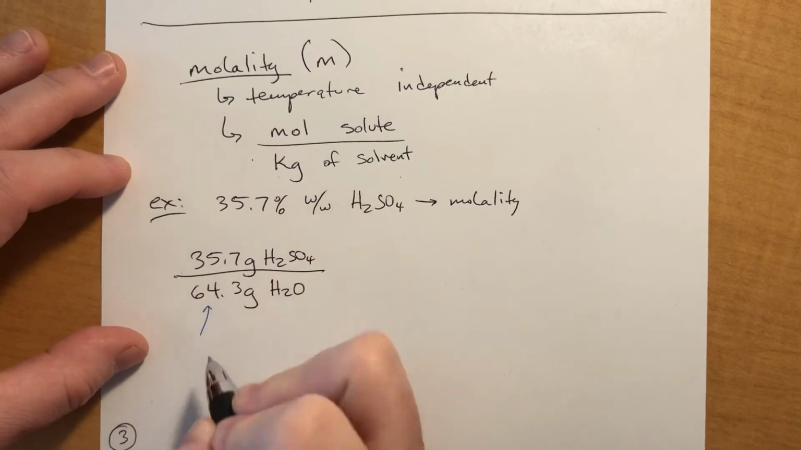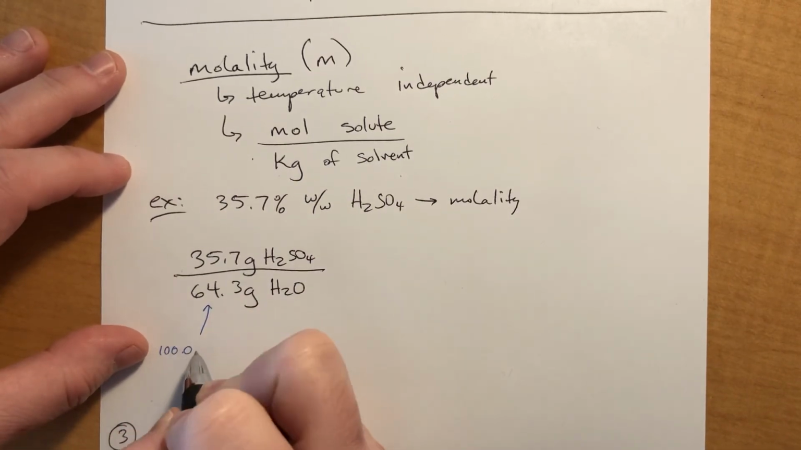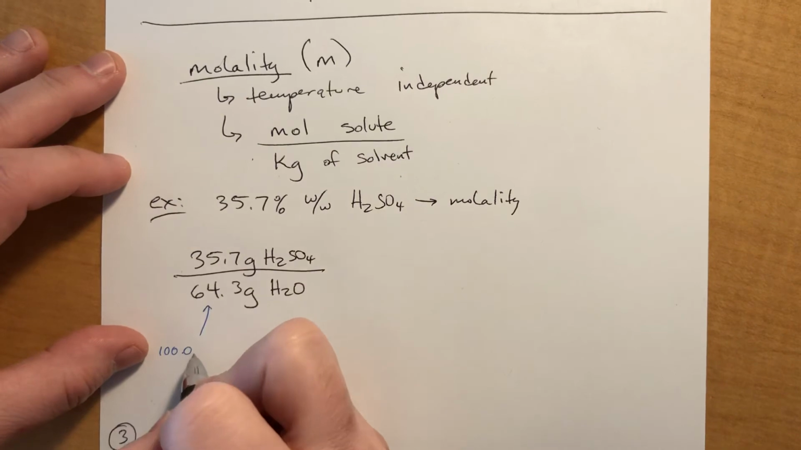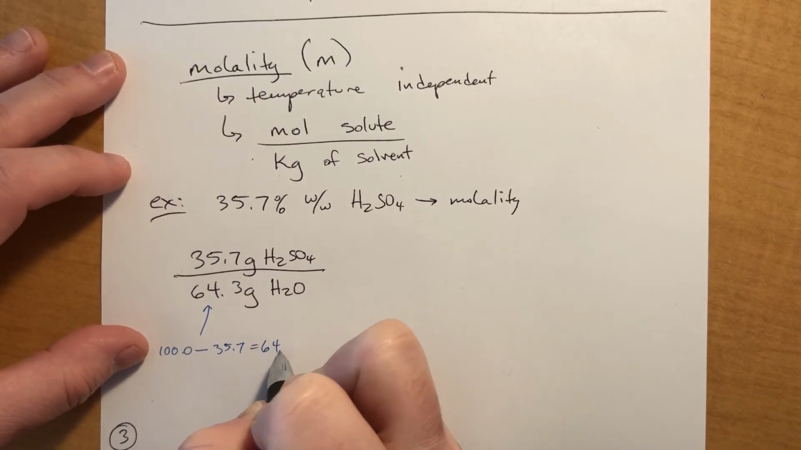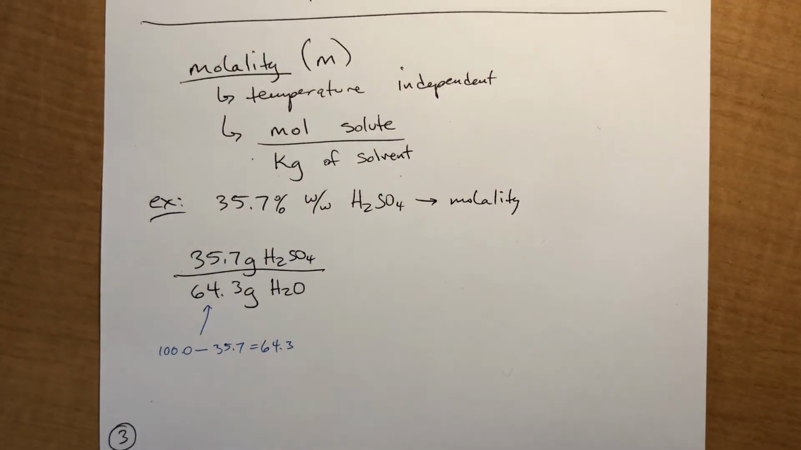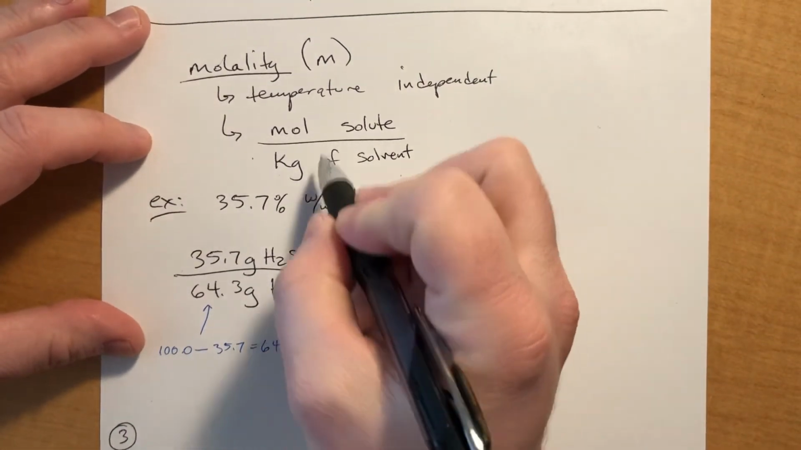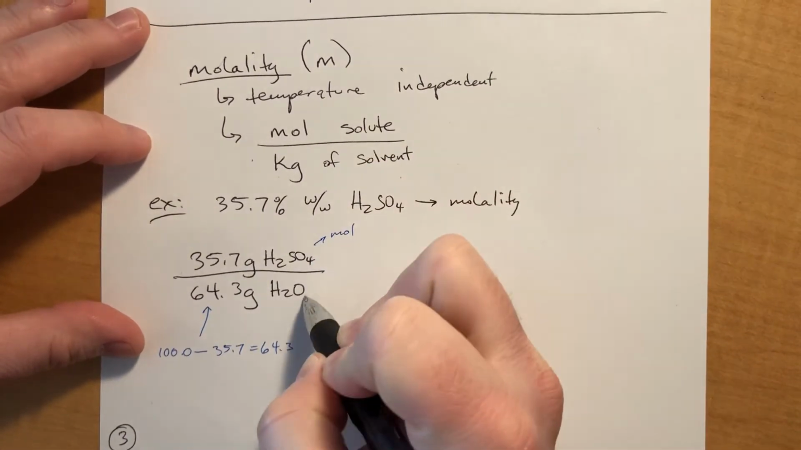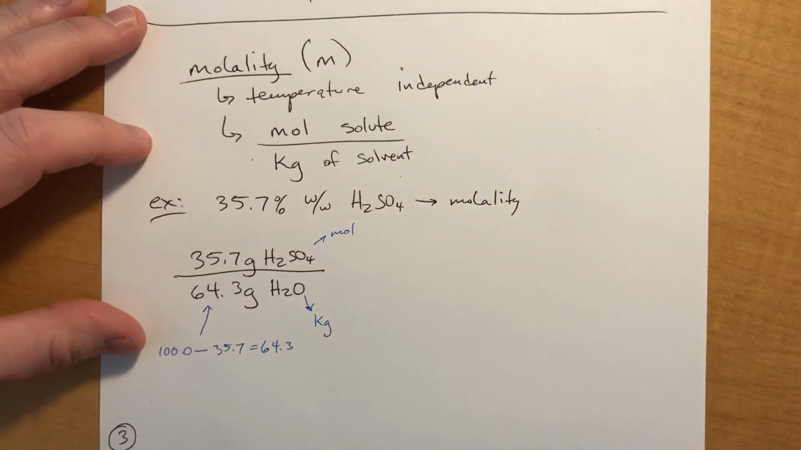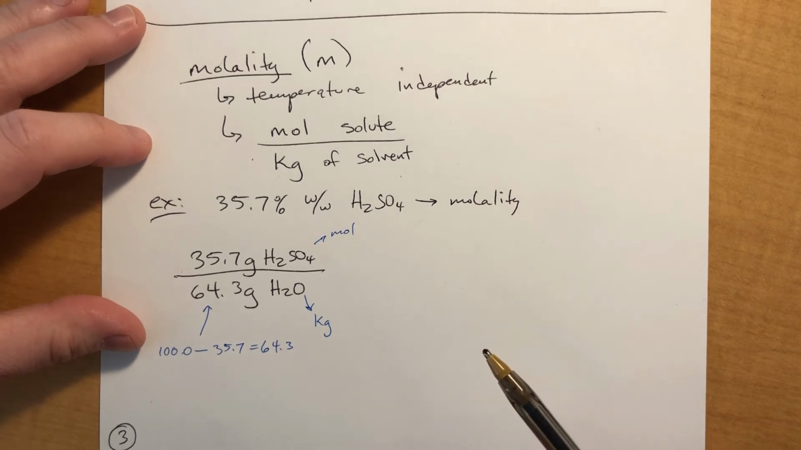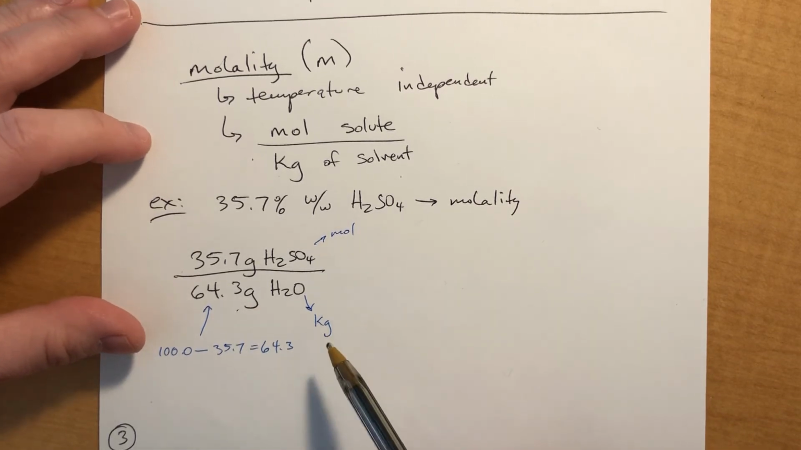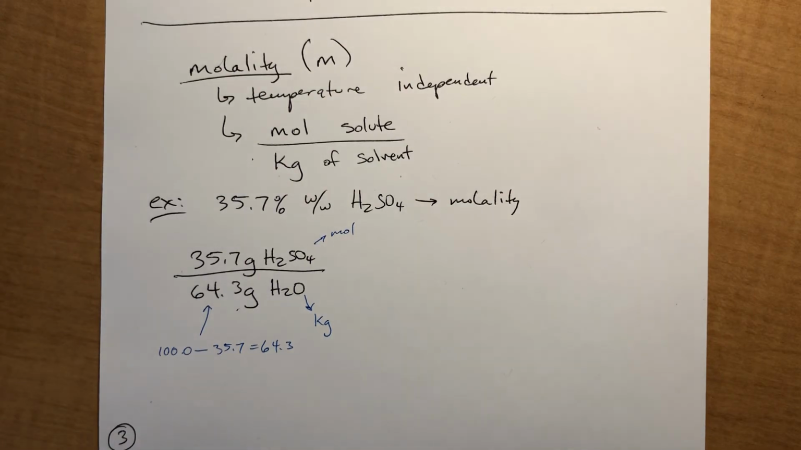So this number, just for anybody trying to keep track, is the 100 grams we assumed minus the 35.7. Showing my work. Now, our goal is similar to last time. This needs to be converted to moles, and this needs to be converted to kilograms. We don't actually need the density for this one because we have grams, and we can convert to kilograms without any volume component. So there is no temperature dependence because everything is masses.